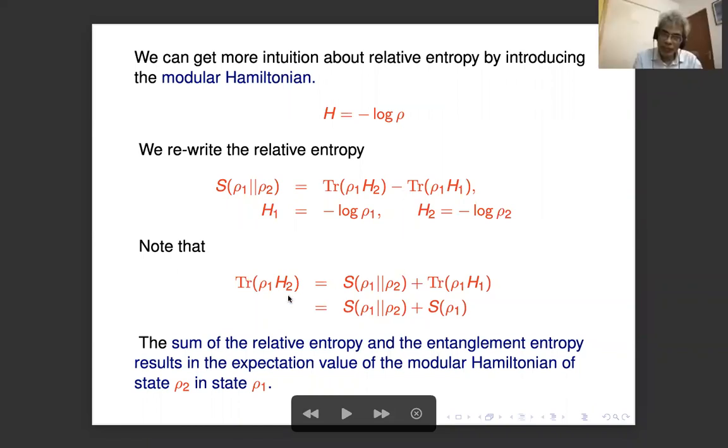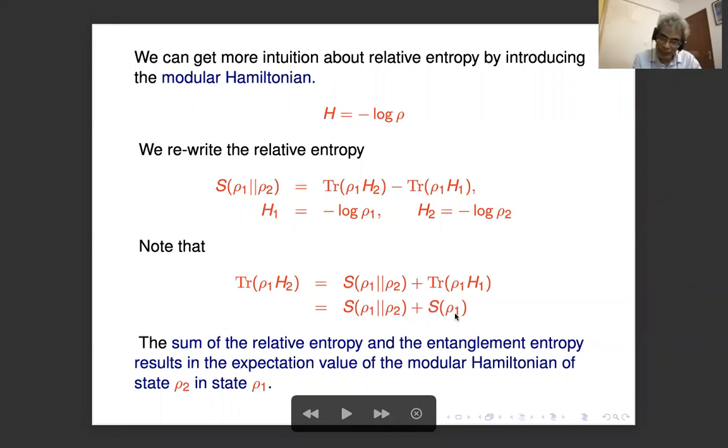So then just from this identity, rho h1 h2 is equal to, you transfer this to the other side, plus sign. So it is this, rho 1 h2 plus this. So if you want to evaluate, this is a technique of evaluating modular Hamiltonians, actually. If you want to evaluate the expectation value of the modular Hamiltonian h2 associated with rho 2 in the state rho 1, and if you can evaluate the relative entropy and the entanglement entropy, you just have to add them, and then you'll get this.